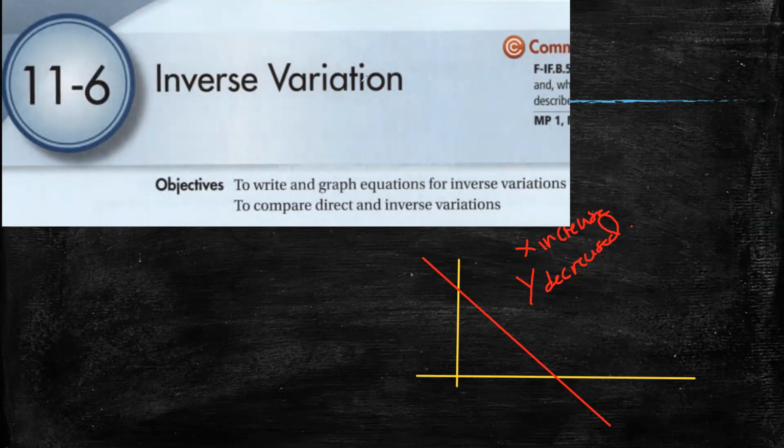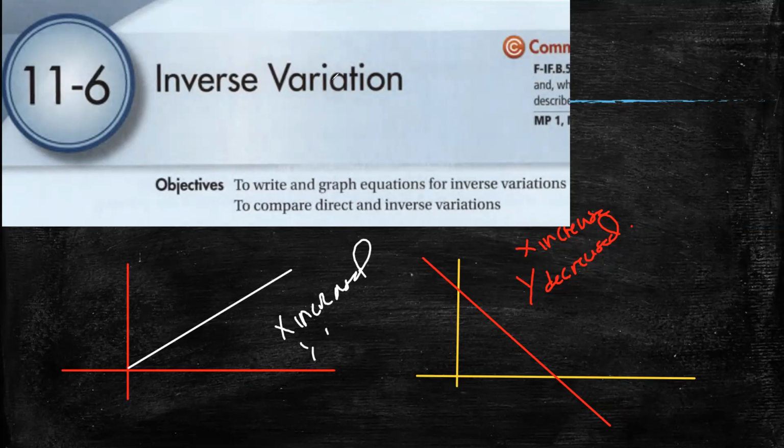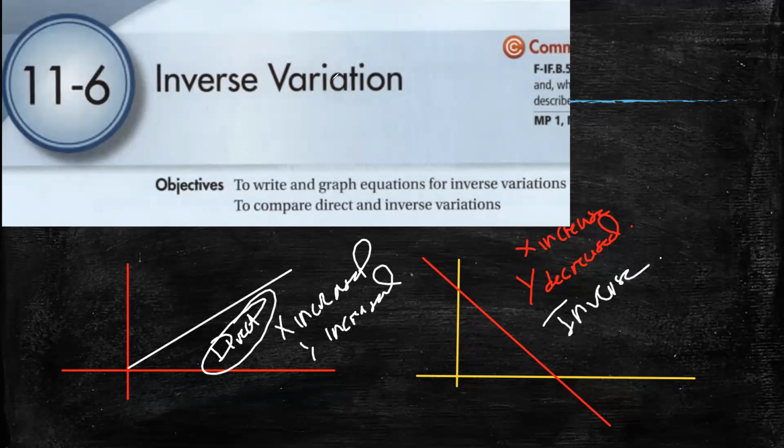And what is the opposite of it? It is the direct variation. Direct variation, that means if x is increasing, y is increasing also. X increased and y increased. The first one, we called it direct, and the second one, we called it inverse. This is the inverse and the direct variation. Now, let's start with it. This is just a reminder here.